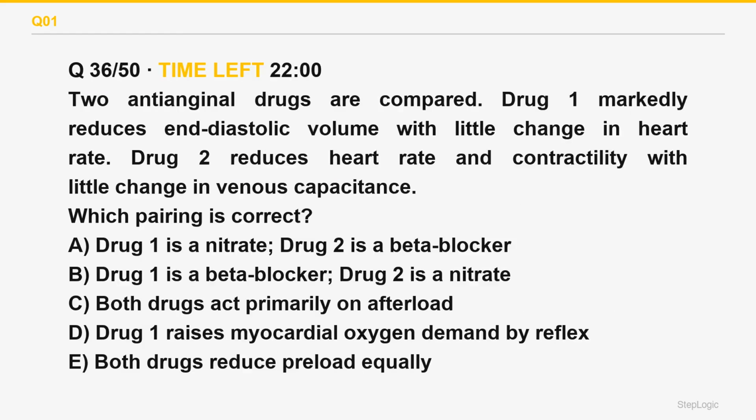Which pairing is correct? Two anti-anginal drugs are compared. Drug 1 markedly reduces end diastolic volume with little change in heart rate. Drug 2 reduces heart rate and contractility with little change in venous capacitance. Read the command: which pairing is correct? Angina therapy is a two-lever system, and each drug pulls a different lever.